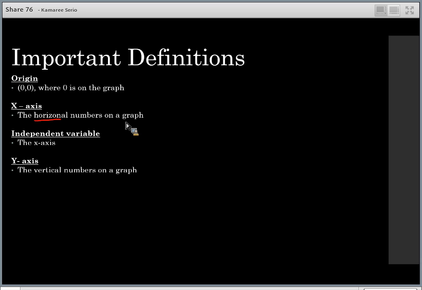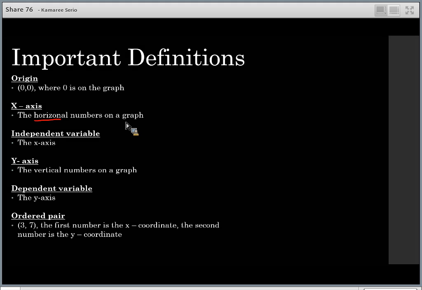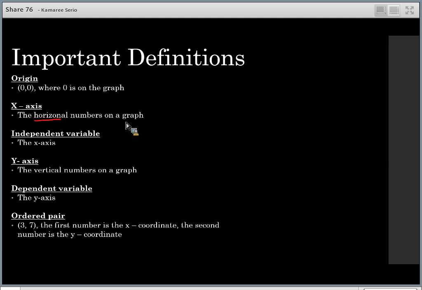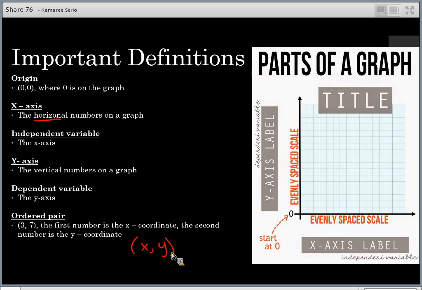Going the other way, vertical, so up and down, that's your y-axis, and opposite of independent is dependent. So dependent is your y-axis. And last but not least is an ordered pair. So in an ordered pair, it is your x coordinate and then your y coordinate. This order is important. You cannot change that. Okay, so x comes first, then y. So here, this bottom over here, this is my x-axis.